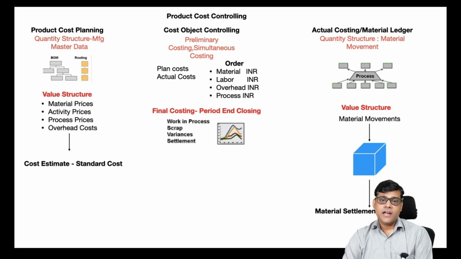So this is the entire process related to your production cost calculation point of view. The first one is your product cost planning. When we are going to calculate, you can see here with quantity structure, that means we are going to integrate with the PP module.